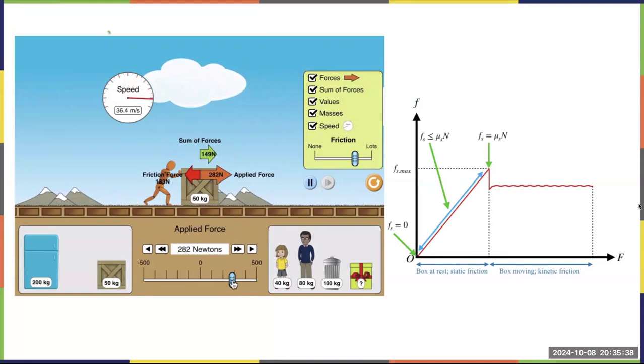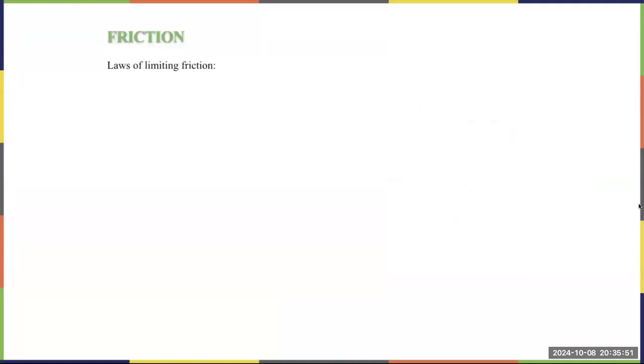So that's why this peak point is mu s times N, and this region is static friction force. And again, static friction force is a response force. Kinetic friction, okay.